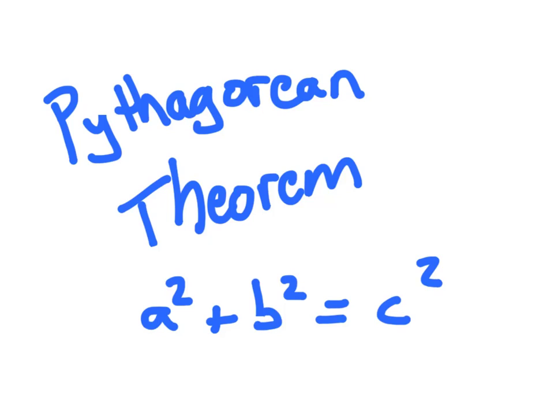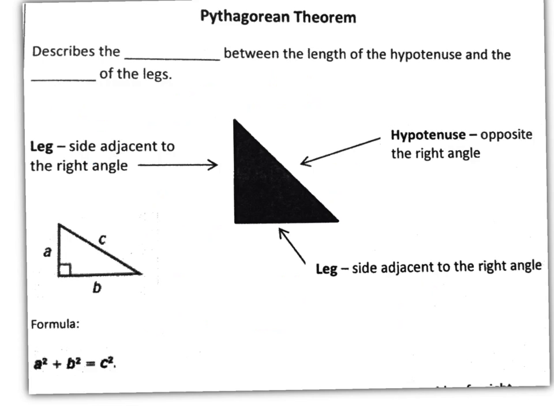Hello. This video is for the Pythagorean theorem, which is a squared plus b squared equals c squared. This is part of our review for the 8th grade benchmark coming up, and also for the 8th grade STAR test. The Pythagorean theorem always has to do with right triangles. That's the key thing that we always need to keep in mind.